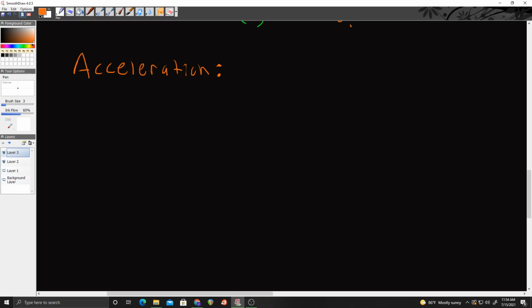Okay, so in other words, acceleration is literally just the derivative of velocity. You take your velocity function, you take its derivative, and the change in velocity is your acceleration.